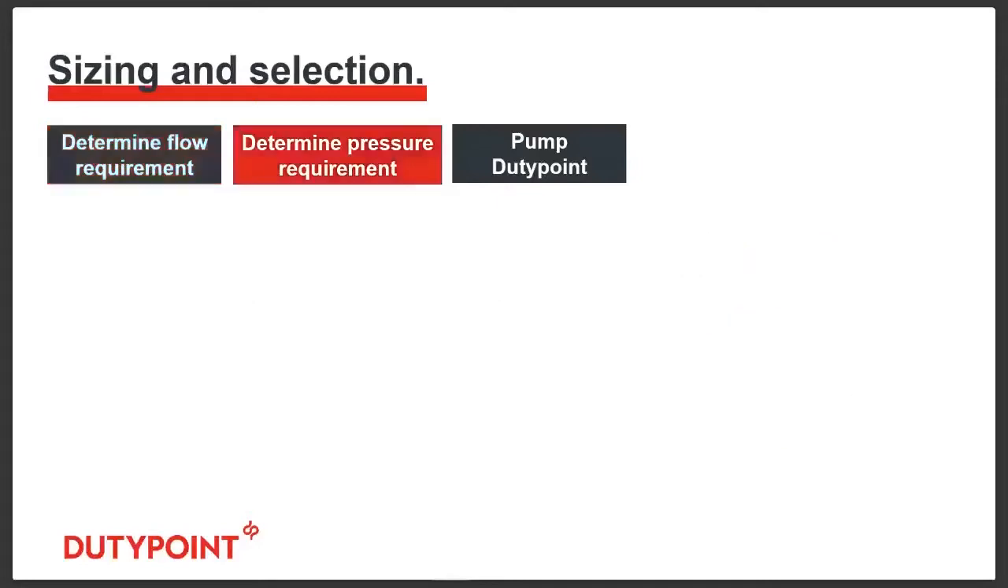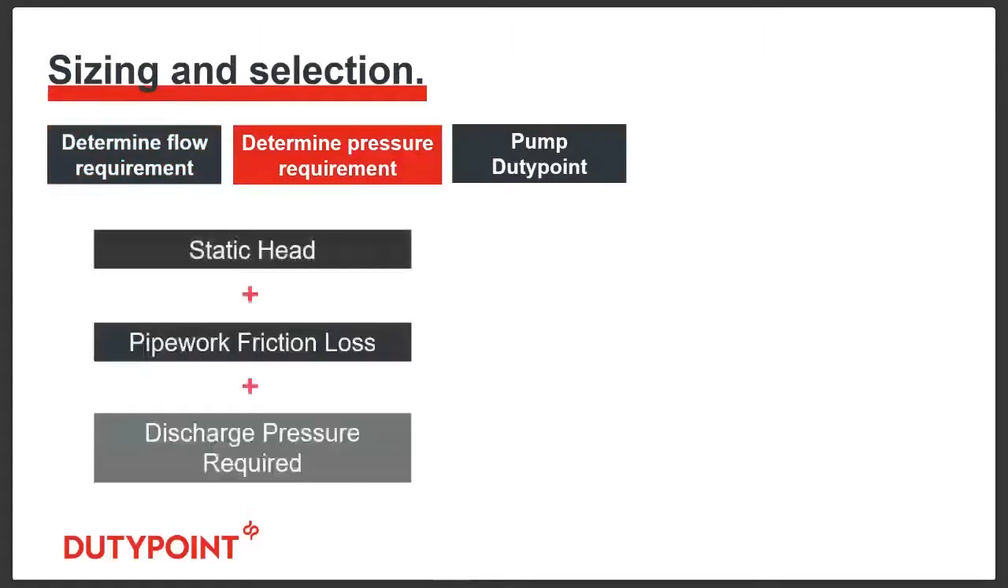Now, the second thing to determine when selecting a booster set is the pressure requirement. Now, that is determined by these three components. You've got your static head, your pipework friction loss, and the discharge pressure required. The static head, you normally are looking at height here. So where is my booster set located? Normally in a plant room, typically on a basement or ground floor level. And then where is the highest draw-off point? And we use just a simple height method to calculate that. So if the highest draw-off point is, say, 20 meters high, that's equivalent to approximately 2 bar of static head or static pressure. So we add that as a component.